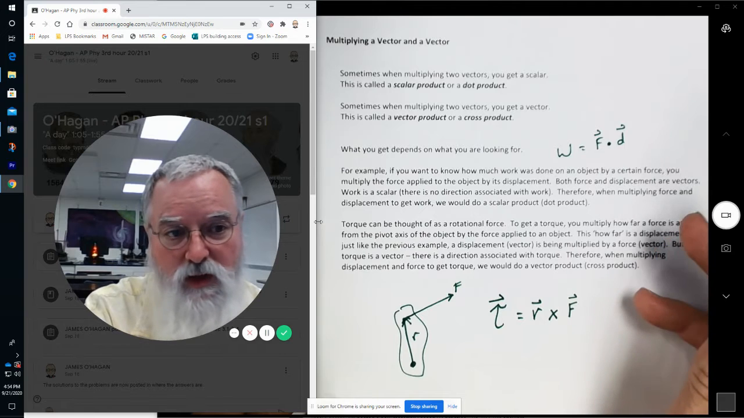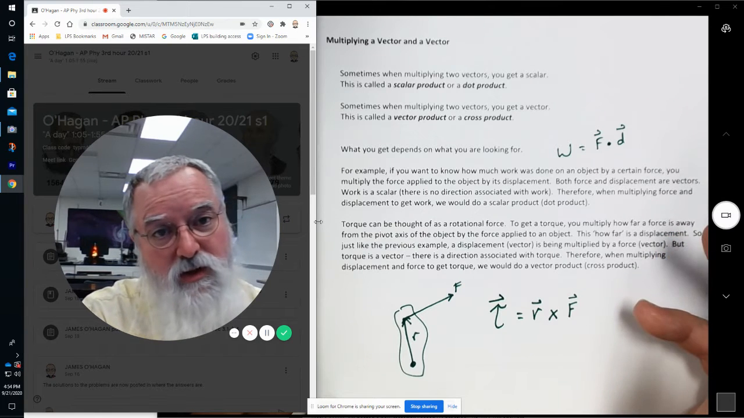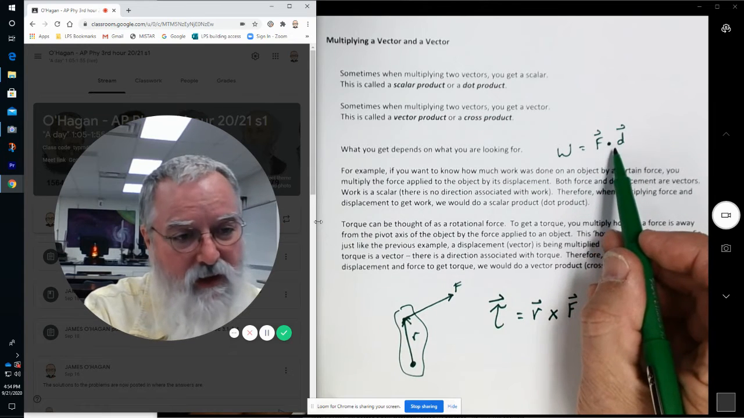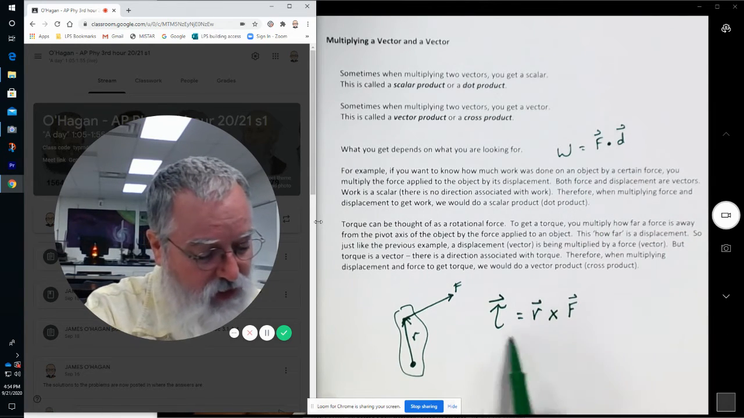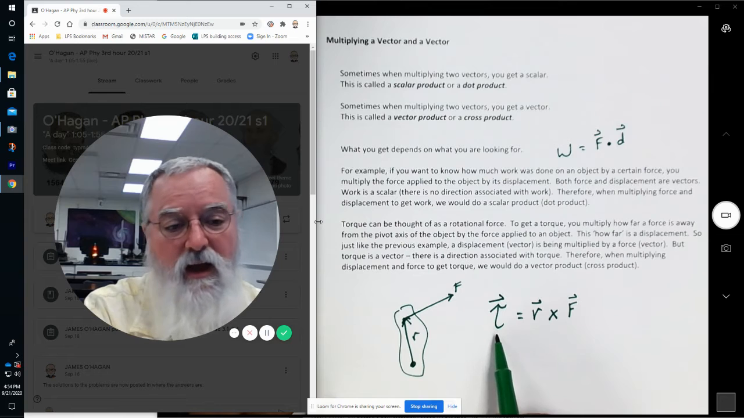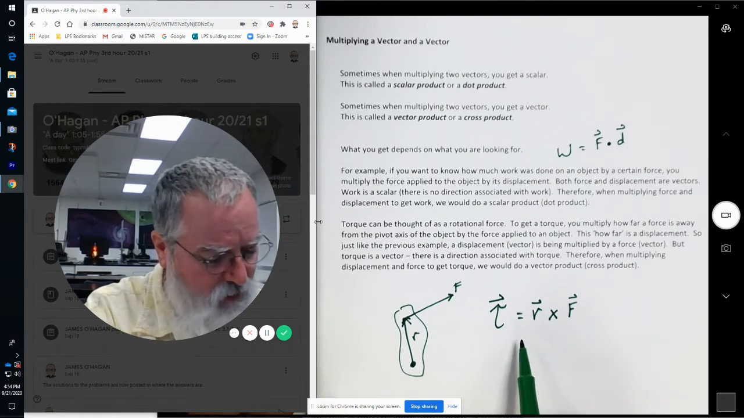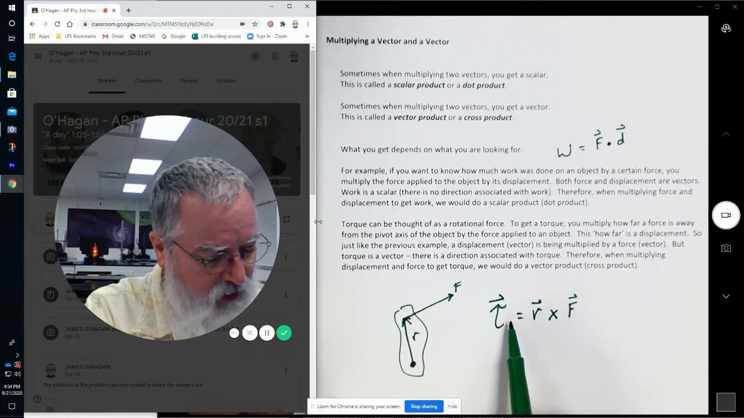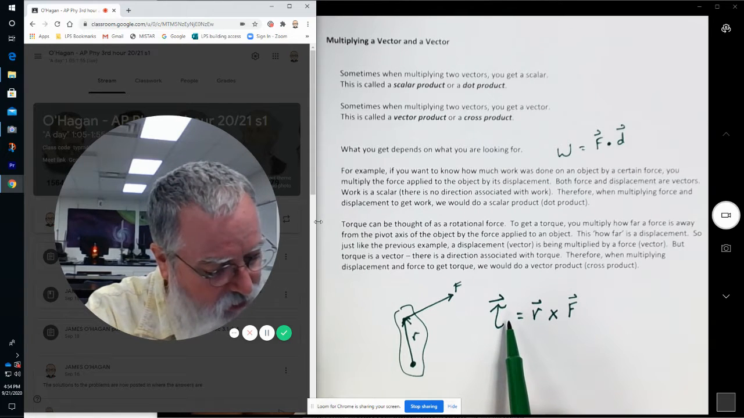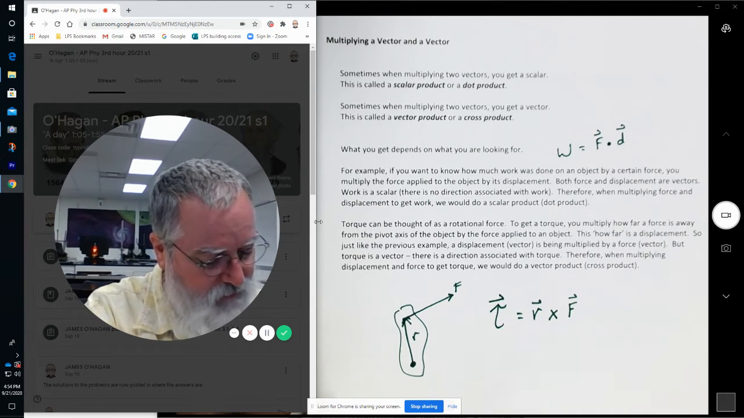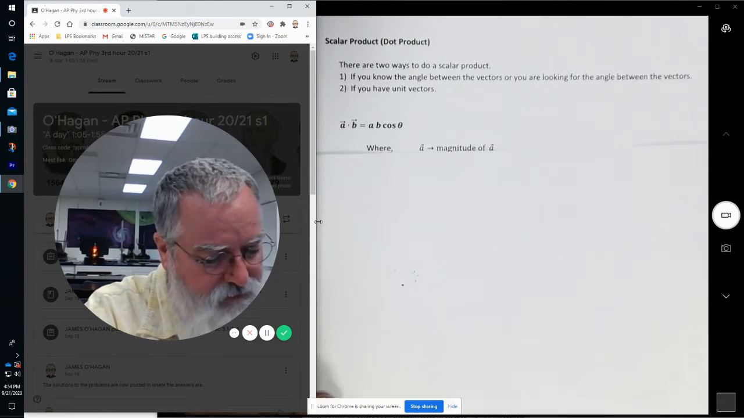What you did depended upon what you were trying to figure out. All right, so here, when you do a dot product, you get a scalar. When you do a cross product, you get a vector. Okay, and we're going to talk a little bit more later about the actual direction of the torque.